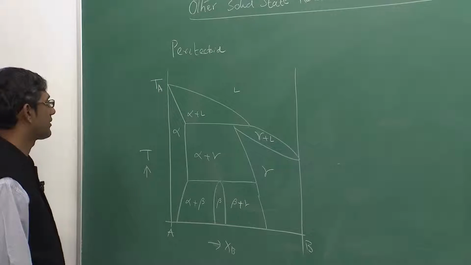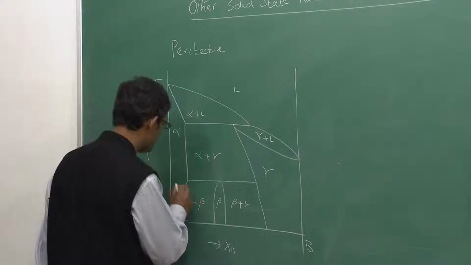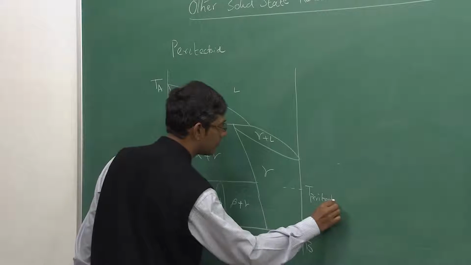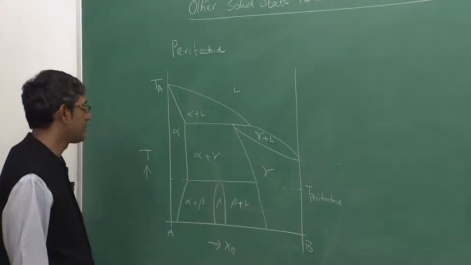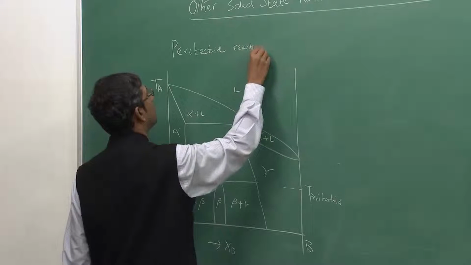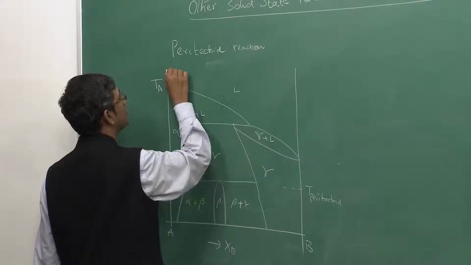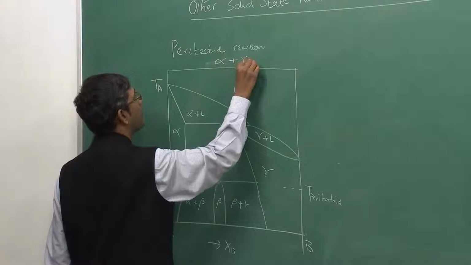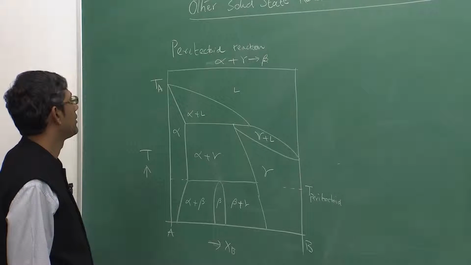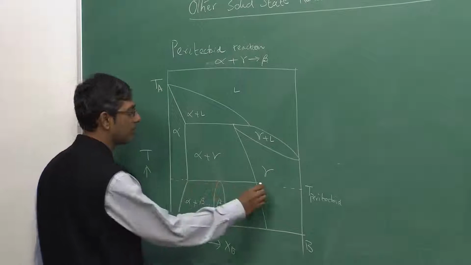That is the Peritectoid reaction, but here actually I am showing you both the Peritectoid reaction as well as the Peritectic reaction. So, let me first tell you the Peritectoid reaction. This is the Peritectoid isotherm, and in this case the Peritectoid reaction is alpha plus gamma going to beta. That is the Peritectoid reaction. It is the opposite of the Eutectoid reaction, and this happens in the solid state at lower temperatures.